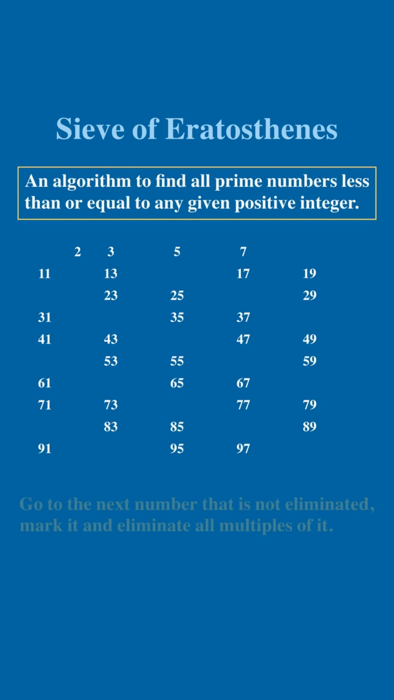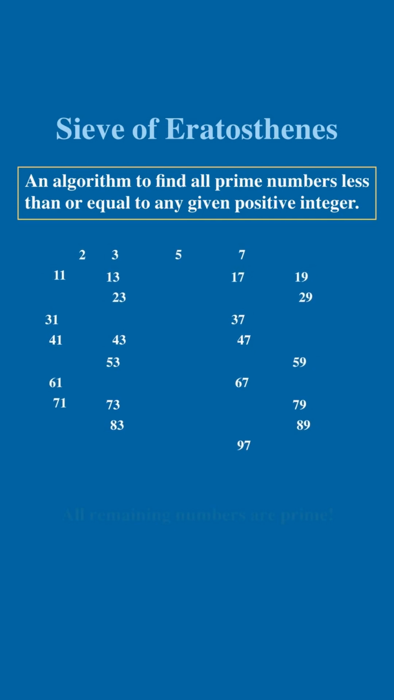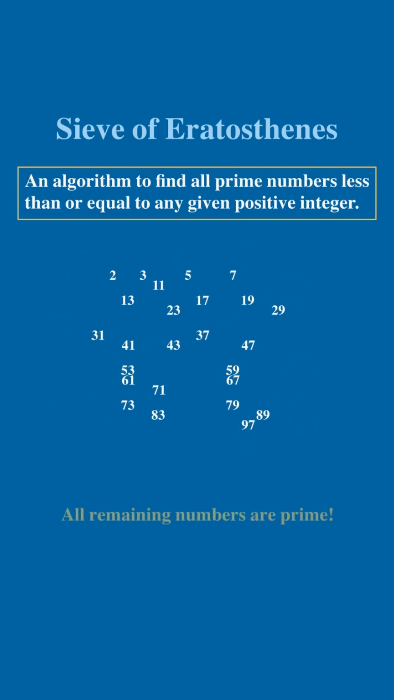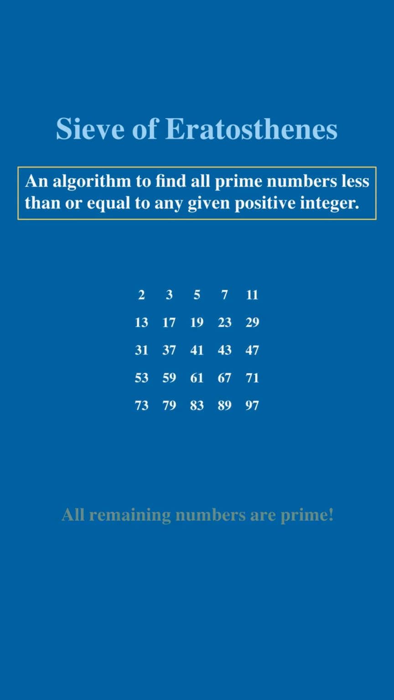The next step is to go to the next number that is not eliminated. We mark it and eliminate its multiples. All remaining numbers are prime. We see that there are 25 prime numbers less than 100.